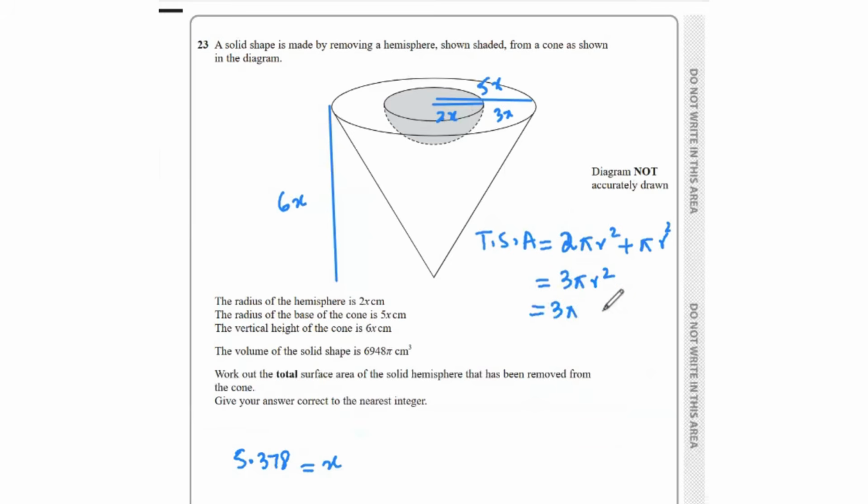So that's 3 pi times 2 times 5.378 squared. That's 1090.36. And I'm going to round this to 1090 centimeter squared, because I want the answer correct to the nearest integer, so that is that.